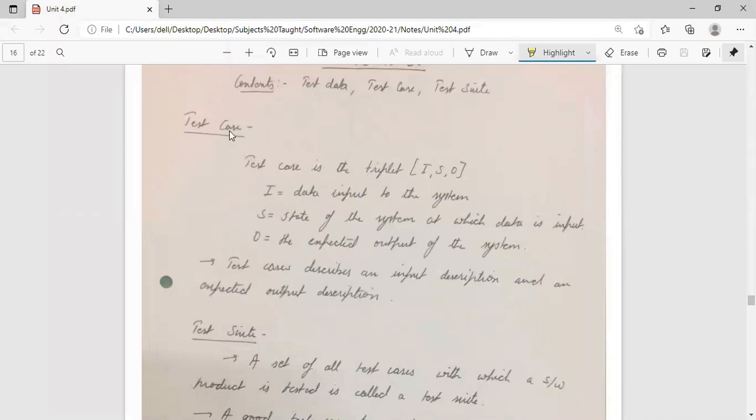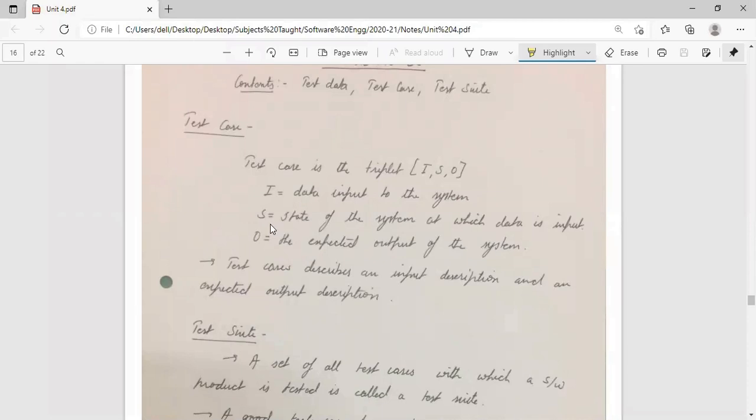First is test case. We have already seen we have different types of testing, we have different levels of testing, but you must have heard of the term test case. What are these test cases? The test cases, first of all, are the ones which describe an input and describe an expected output.